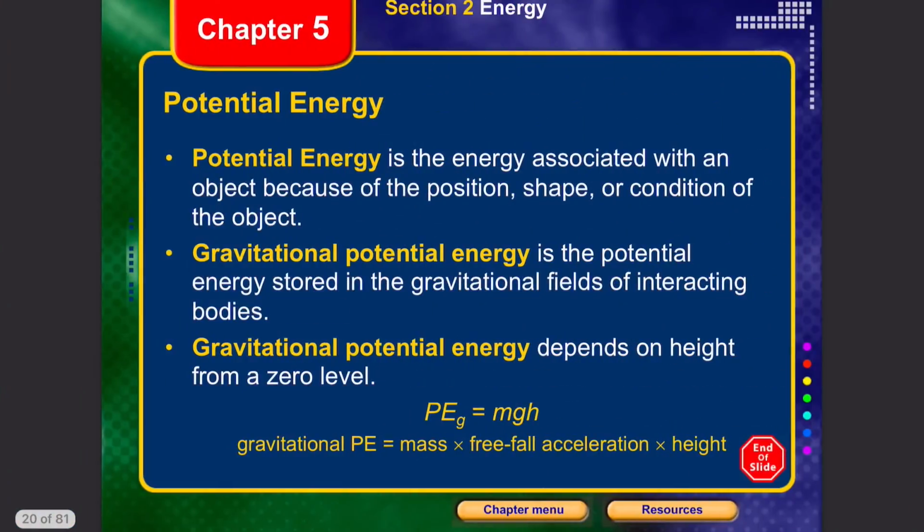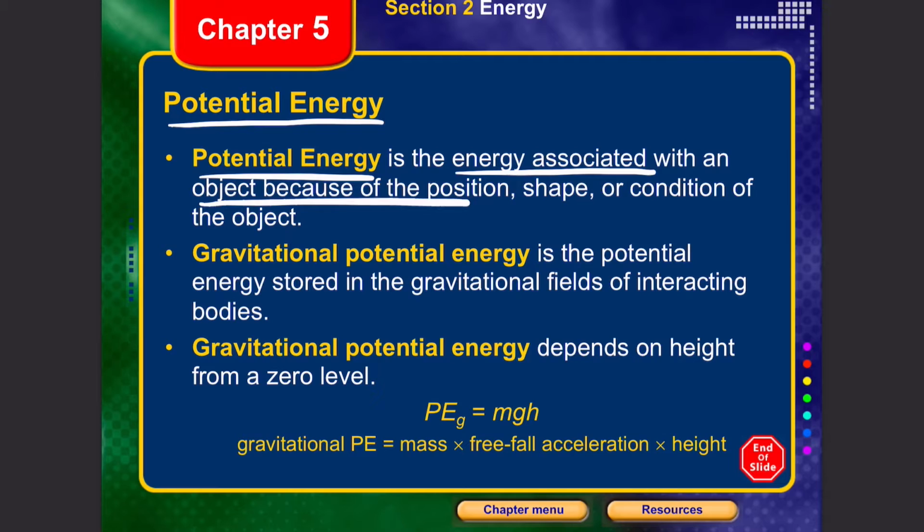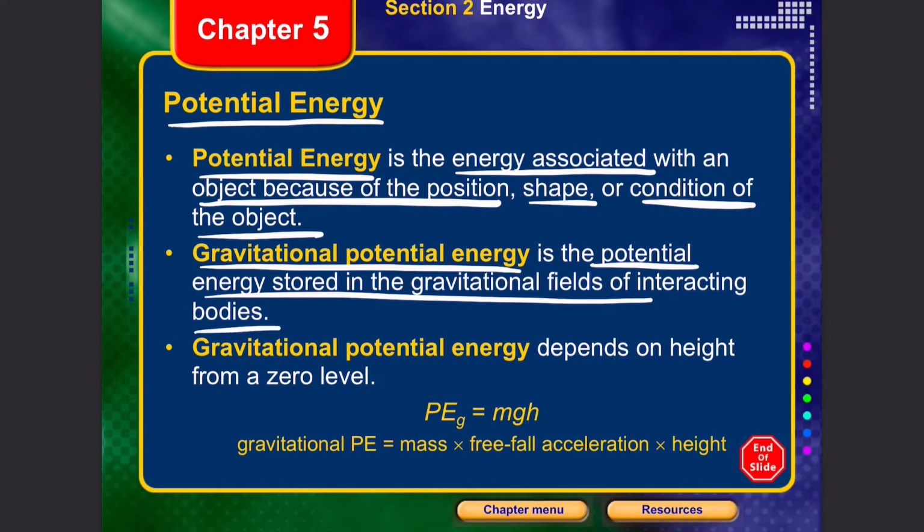So next, let's get into the next form of energy, which is potential energy. The term potential comes from the fact that this is the energy associated with the object's position, shape, or condition. Now, there are two main types that we are going to discuss. First is the gravitational potential energy. It is the potential energy stored in the gravitational fields of the interacting objects.